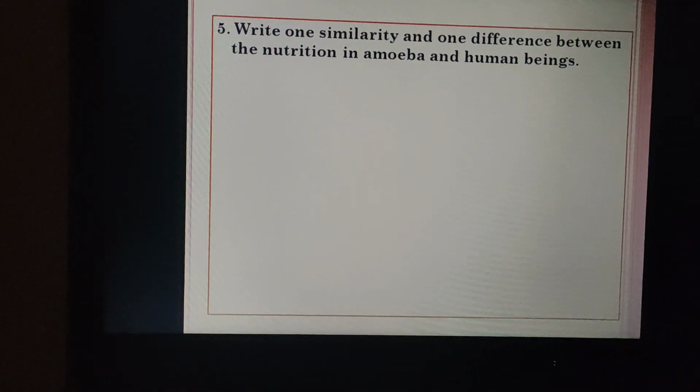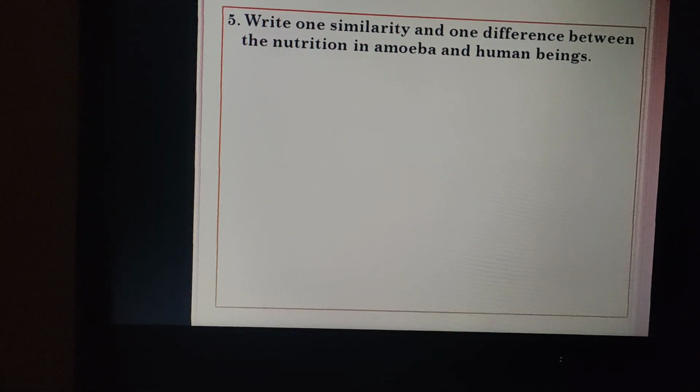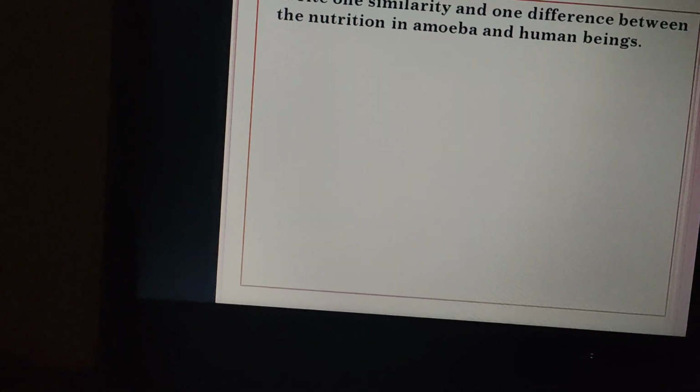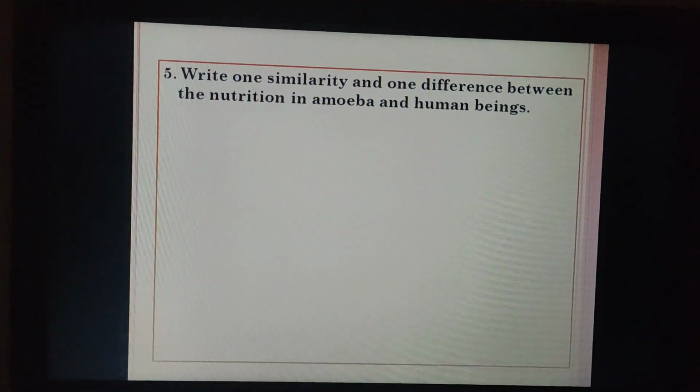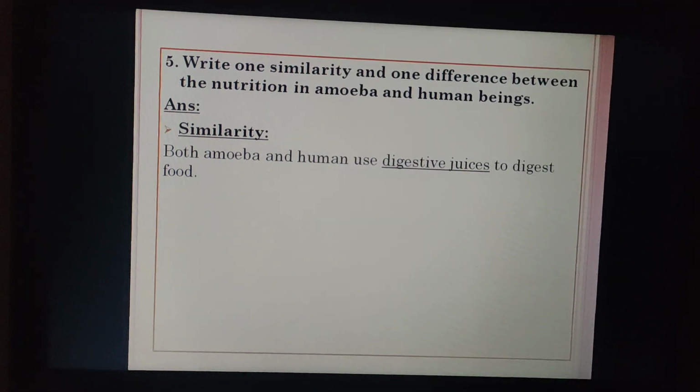Because we have to write just one similarity and one difference, that's why. So 1 mark is for the similarity and 1 mark for the difference. Here comes the answer.